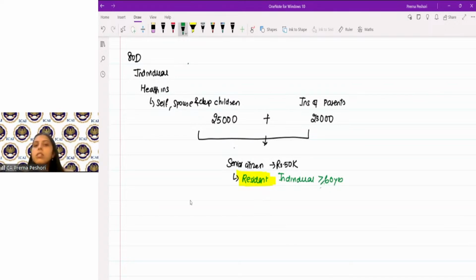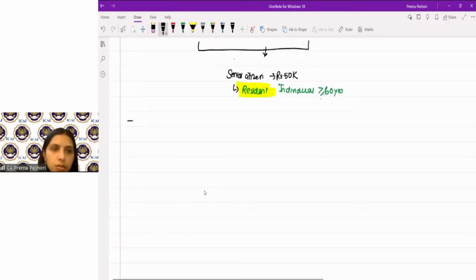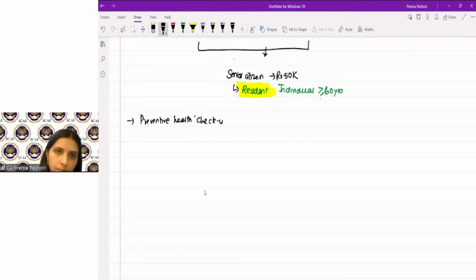A non-resident senior citizen will not get the 50,000 deduction. Okay? Also here, deduction is allowed not just for health insurance, but preventive health checkup. Preventive health checkup of up to rupees 5,000. Now this is allowed on the preventive health checkup of spouse, children, dependent, or the parents.